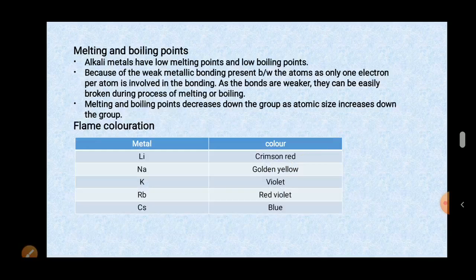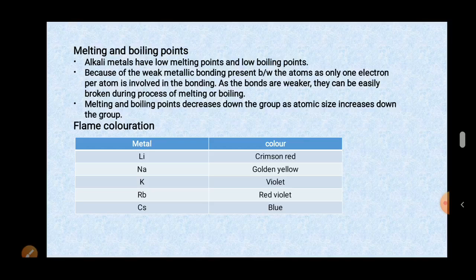Now the next property, melting point and boiling point. Alkali metals have low melting point and low boiling point. Can you think what is the reason? First understand the meaning of melting point and boiling point: it is nothing but heating. While heating the alkali metals, the bonds will break.